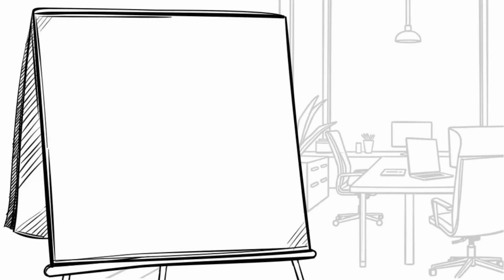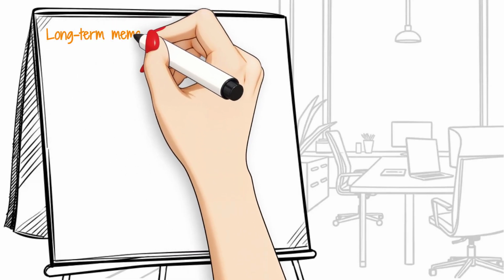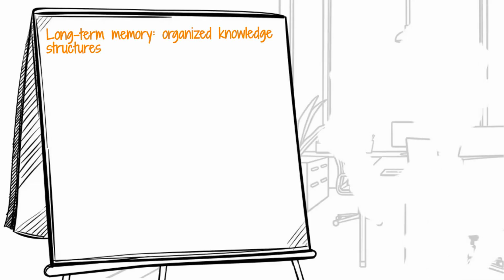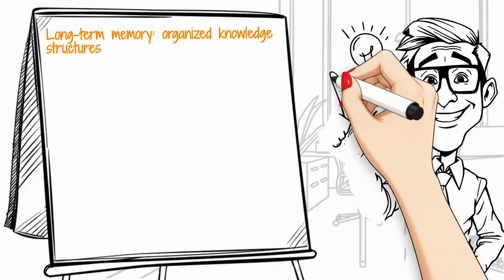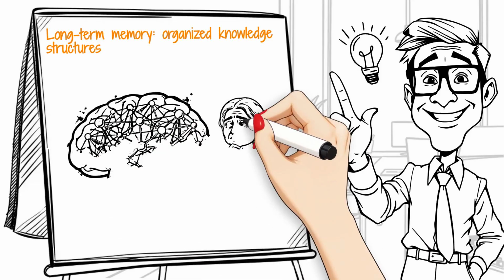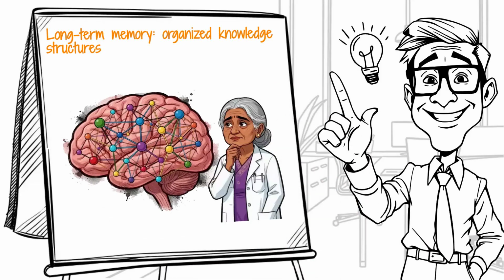In contrast, long-term memory functions as a vast network of organized knowledge structures. The more connected prior knowledge becomes, the easier it is to encode new information and retrieve it later. This is why expertise changes how people learn. Experts do not simply remember more, they organize information more efficiently.